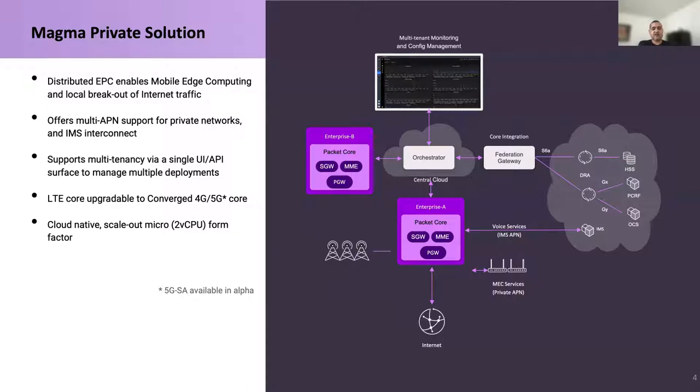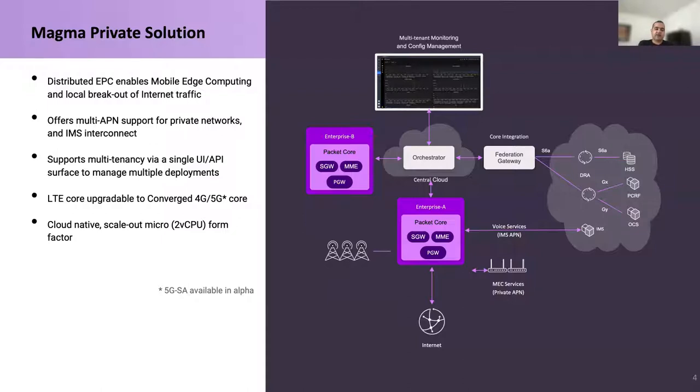Further, a big advantage of using Magma for the private solution is that the upgrade from 4G to 5G is just a software upgrade. In fact, going forward, most Magma access gateways will support both the 4G and SA protocols, S1 as well as the N interfaces.